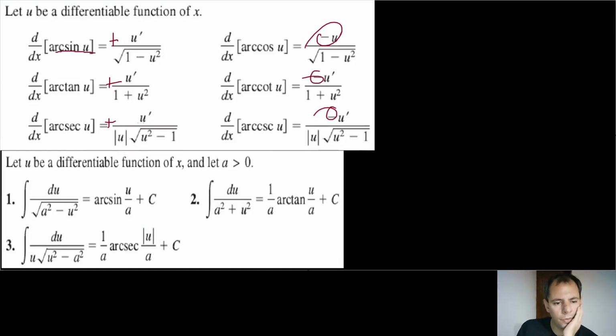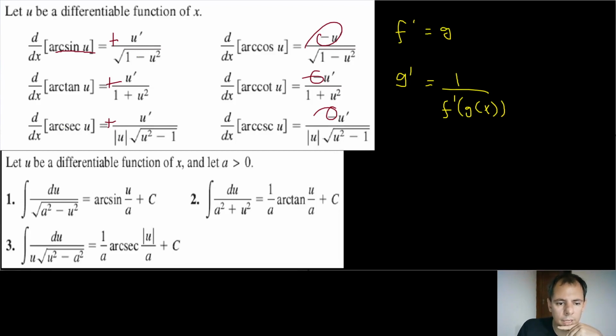Okay. And if you want to find out why, I'm not going to prove all of these, but for example, I want to know the arcsecant. Well, you can use that method. Let's just say that f inverse equals g, right? So the g derivative equals 1 divided by the derivative of f of g of x. You can do this, or you can just take, for example, the derivative of the arcsecant.